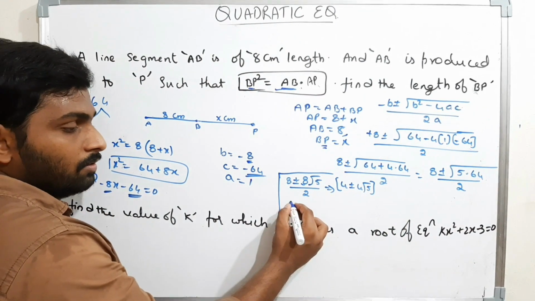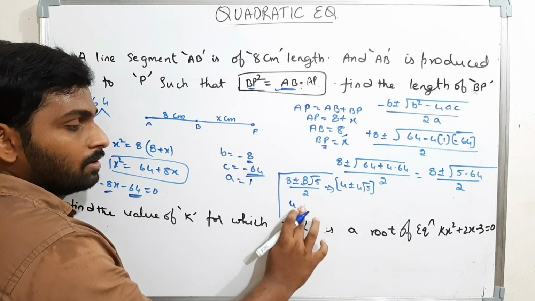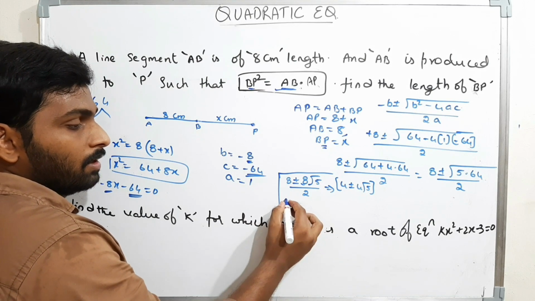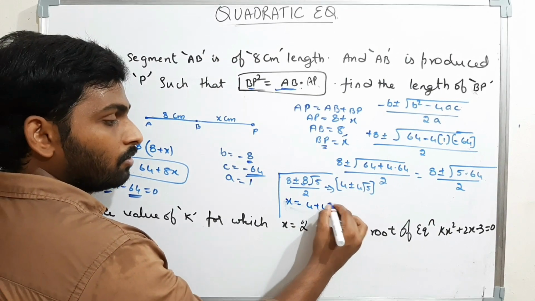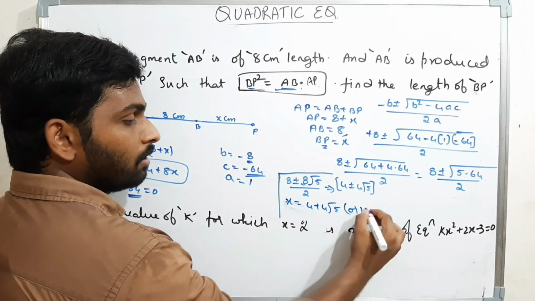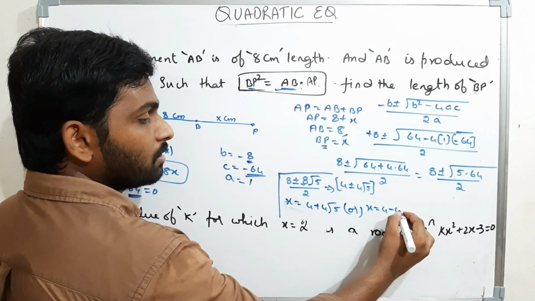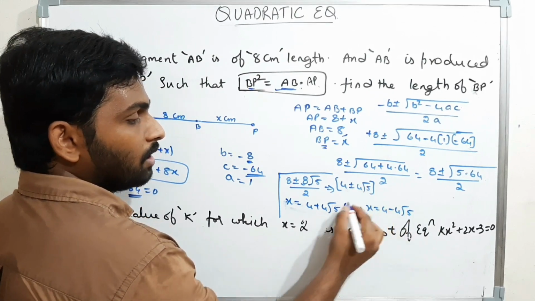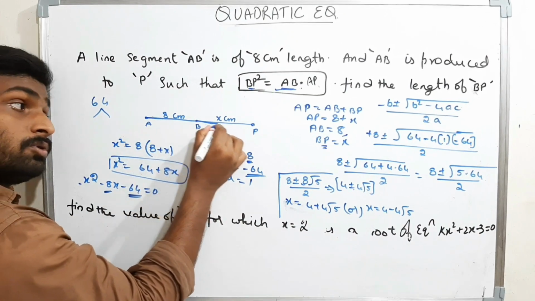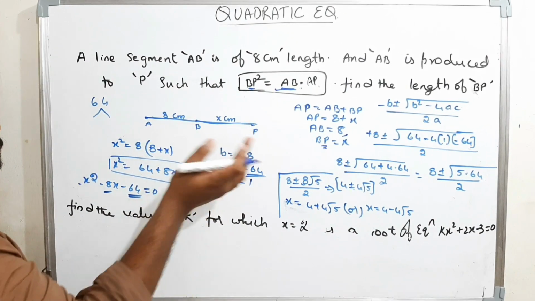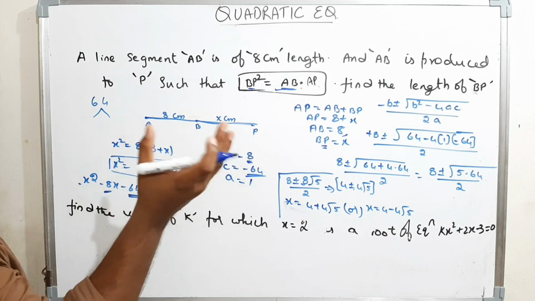Okay, now what are the roots? x is equal to 4 plus 4 root 5 or x is equal to 4 minus 4 root 5. One time it is plus and one time it is minus. Now see here, AB is produced to P. Produced to P means BP is having some positive value.